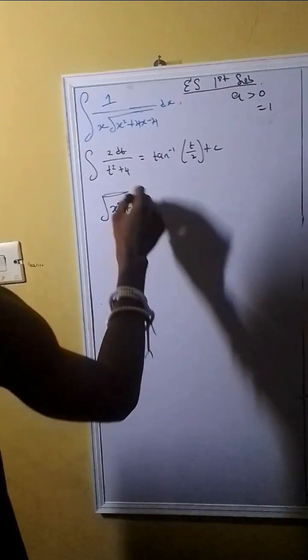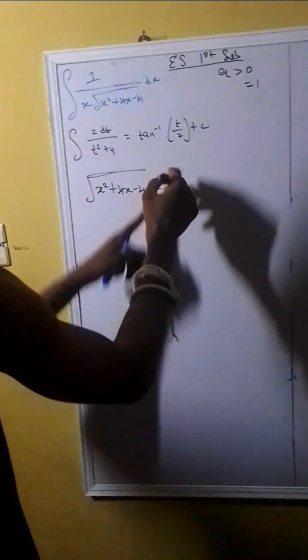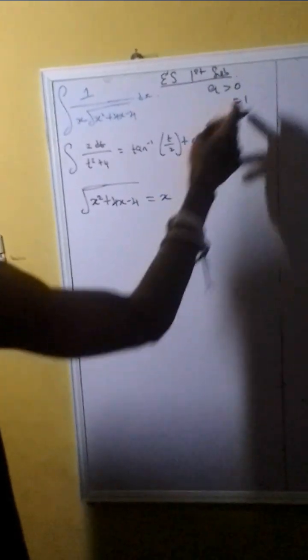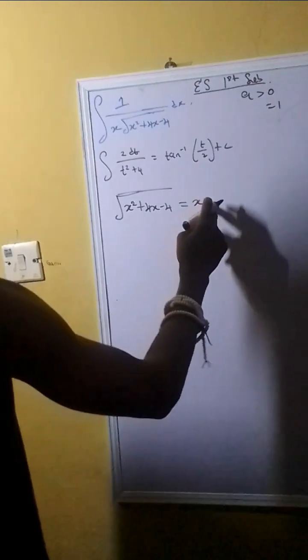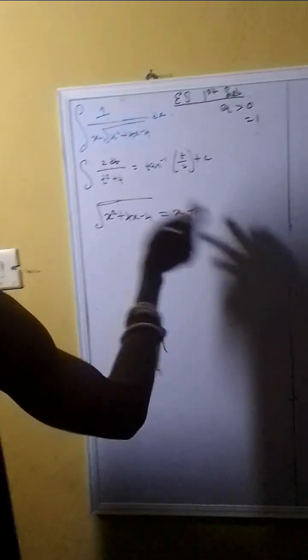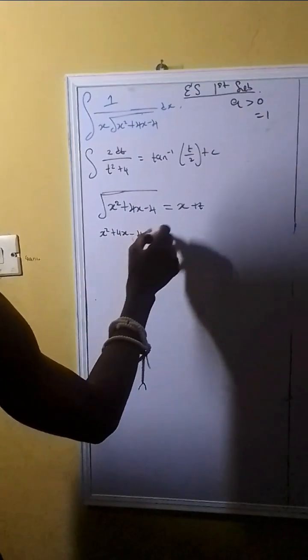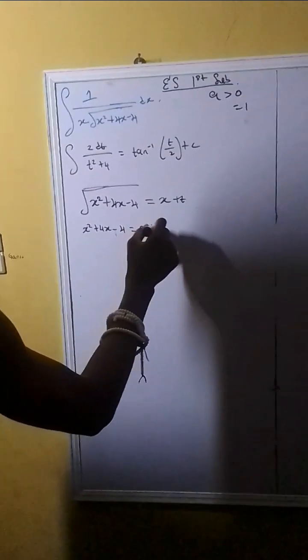Plus 4x minus 4. I told you in the previous video that this can be plus or minus, but let's just use plus. And that will be x root a, and our root a is root 1, which will give us automatically s plus t. Square both sides, this will become x squared plus 4x minus 4 being equal to (s plus t) squared, as we all know, right?